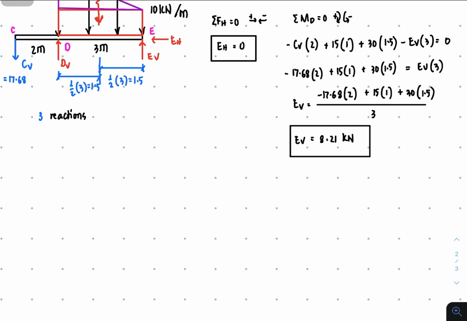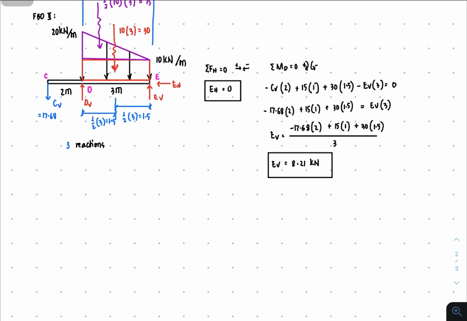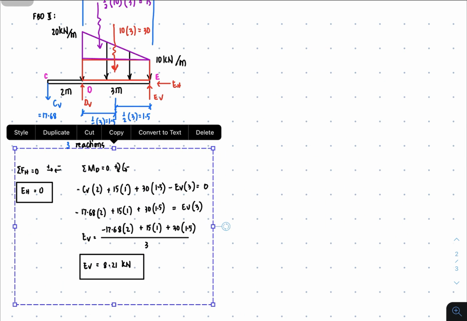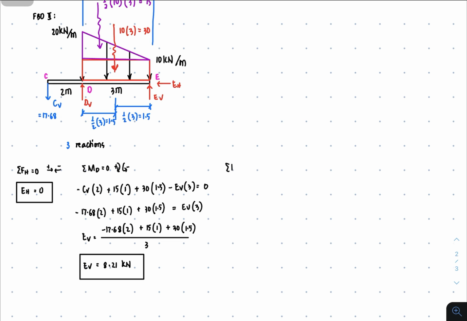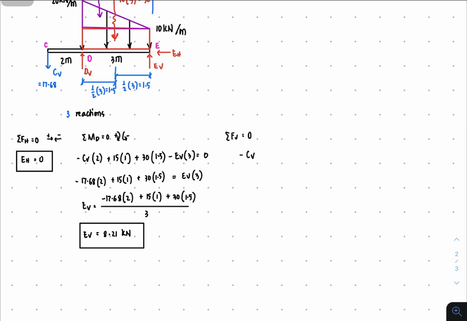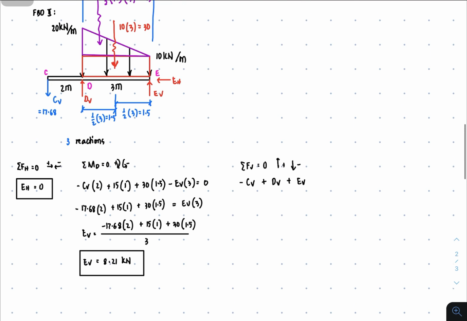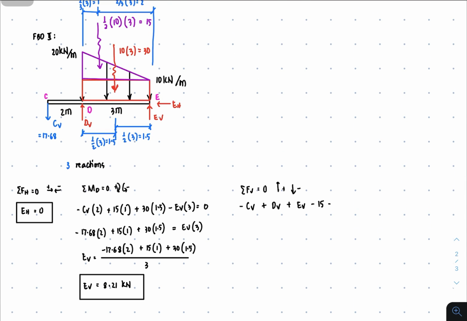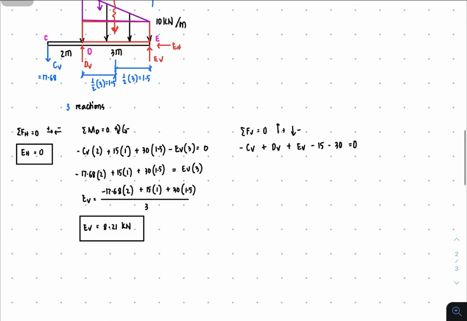What we're going to proceed with is the summation of forces vertical. So let's do the summation of forces vertical equal to 0. So what are the vertical forces? You have negative CV. By the way, upward is positive and downward is negative. So it's negative CV, then plus DV, then plus EV, because these are the forces upward, then minus 15 because it's downward, and minus 30 because it's also downward, equal to 0.